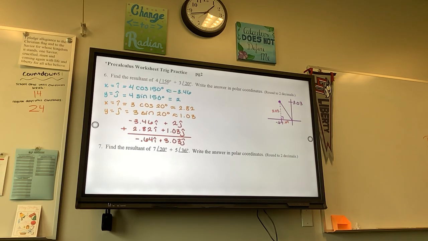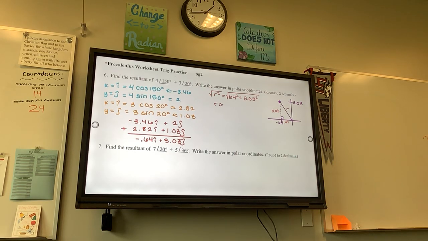What do I need to find for polar coordinates? The Pythagorean theorem to find the hypotenuse. I'm going to call it R, where R squared is equal to 0.64 squared plus 3.03 squared. And then we also learned, how do I get R alone? Square root. So when you put this on your calculator, you're doing this in one shot of the square root of all of those terms. So could somebody please give me one final answer for R?